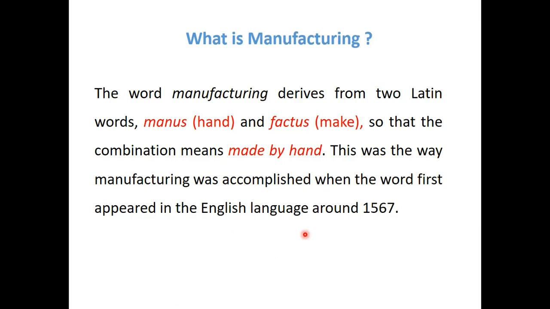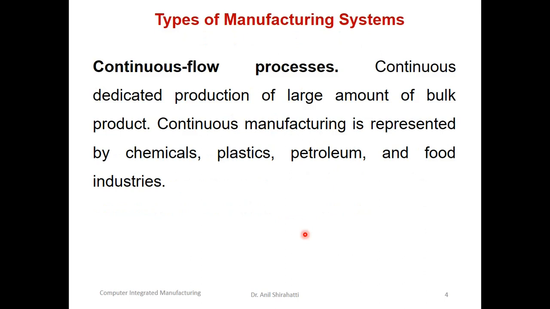First we will start to see what is manufacturing. So the word manufacturing derives from two Latin words, that is manus, that means hand, and mactus, means make. So that combination means made by hand. This is the way the manufacturing was accomplished when the word first appeared in the English language in 1567. So before going to the actual subject, first we will try to see what are the different types of manufacturing.